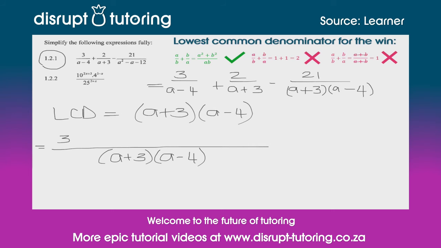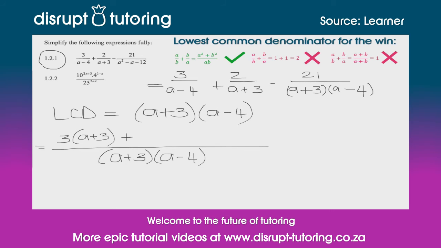Right, so let's start off with this 3. So if we look at this term, we see we've got an a minus 4 at the bottom. What did we do to get to that lowest common denominator? Well, we can see we have multiplied the denominator here by a plus 3. So what you do to the bottom, you need to do to the top, and that's going to become a plus 3.